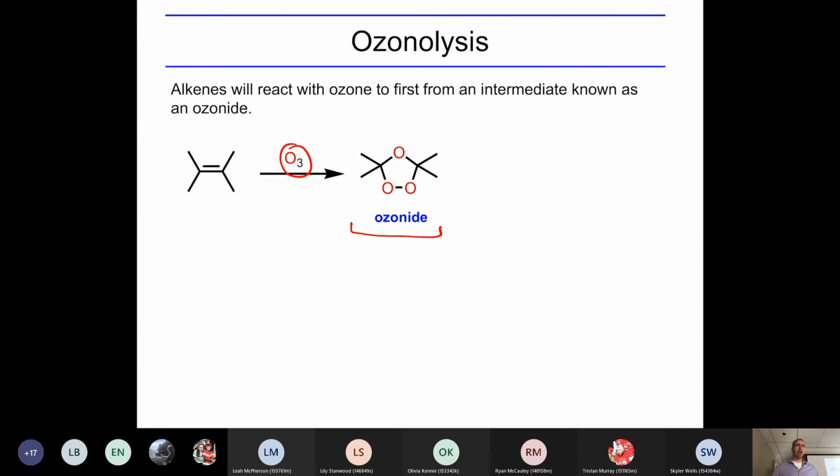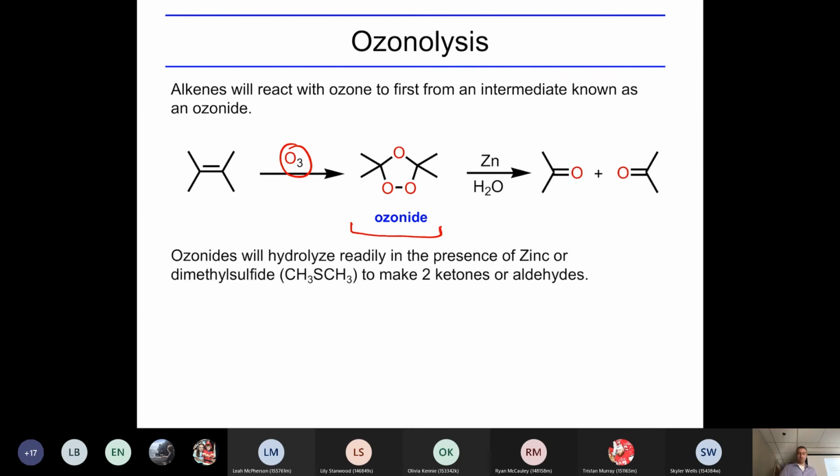The reason is that "ide" typically means negatively charged. Like chloride is a negatively charged chlorine, right? Alkoxide is a negatively charged oxygen. This is not negatively charged. This is neutral, but we call it an ozonide anyway.